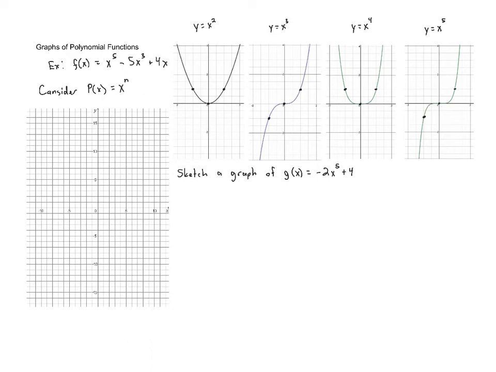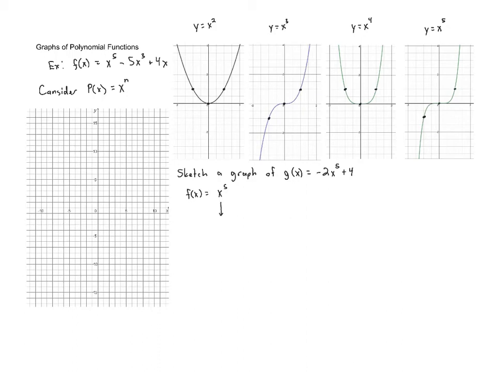So what we want to do here is look and see how we can get this function as a series of transformations from the function f of x equals x to the 5th. So we need to go from x to the 5th to -2x to the 5th plus 4.